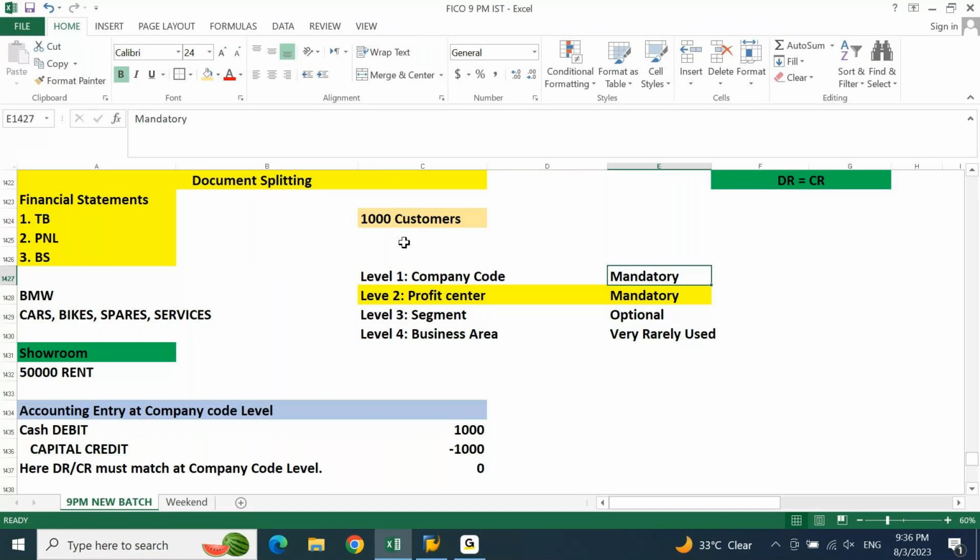For you to push the entry to your GL environment, you need to bring this profit center clearing account or zero balance clearing account. No exception, no alternative for it. That is the only solution.